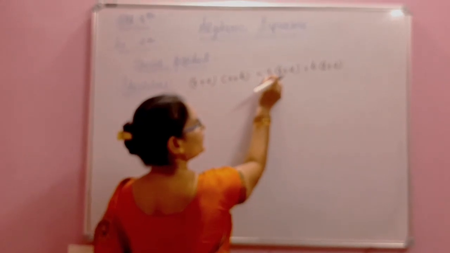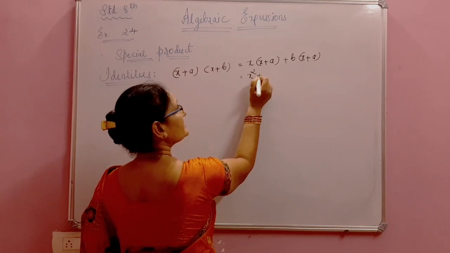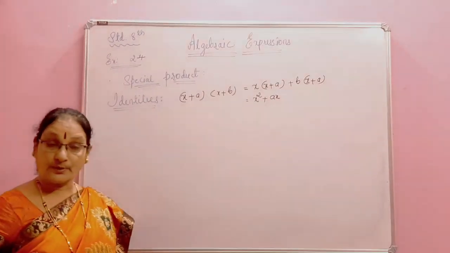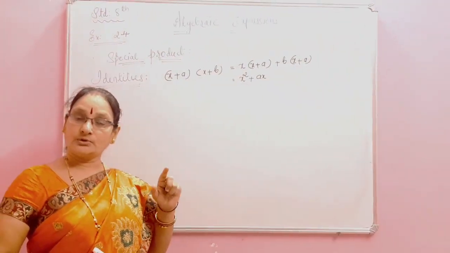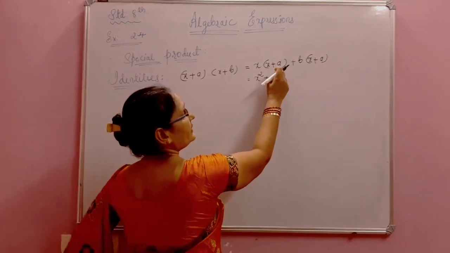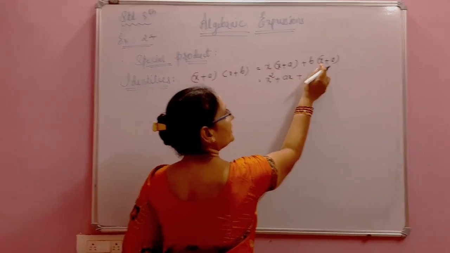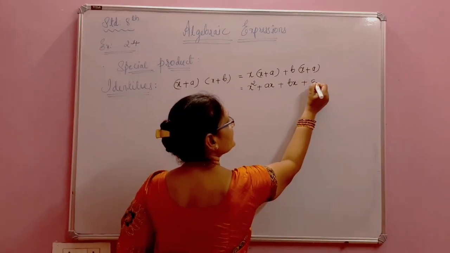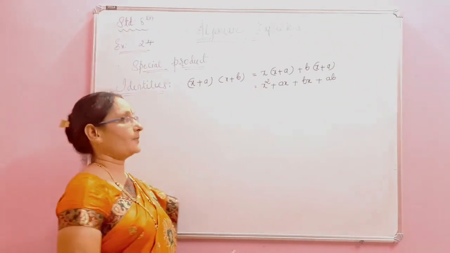See here, this is monomial by binomial. x into x, x square, plus x into a. We will write ax, because in the commutative property, xa is equal to ax, ab is equal to ba. So that property we are using here. So x into a is xa. Instead of xa, I will write ax, plus b into x is bx, plus b into a is ab. See here students, very important, learn properly.